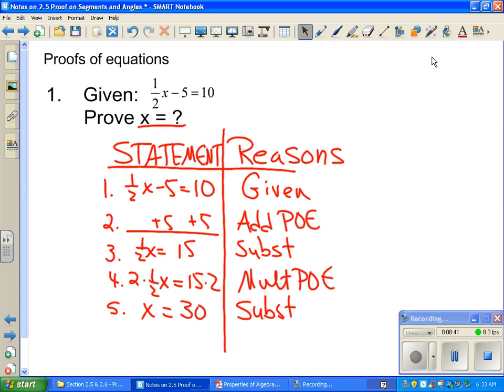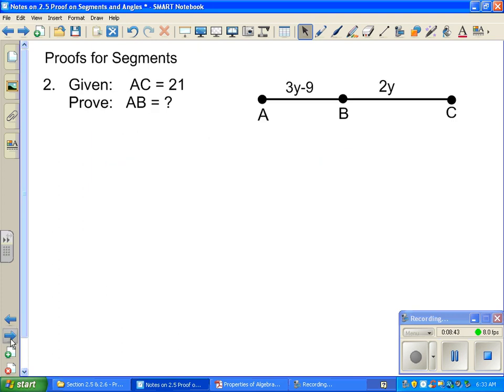So let's see how that works with some pictures. So here in this, we're going to work a few with segments first. So here in the segment problem, I have 2 segments, obviously not of equal length. And AB is equal to 3y minus 9, and 2y is what BC is.